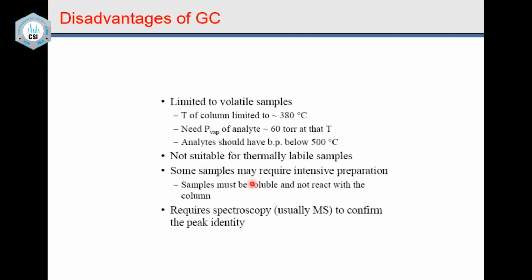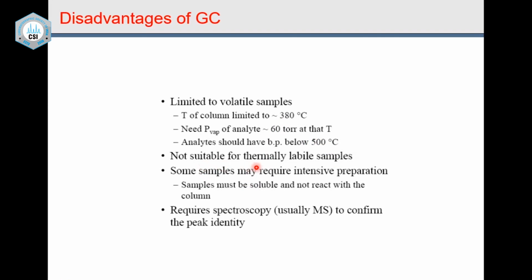It has some disadvantages, definitely. Anything with a boiling point above 380 degrees centigrade generally cannot be analyzed. There is a thumb rule that if the vapor pressure of the analyte is 60 torr at a particular temperature, say 380 degrees, then probably it can be analyzed by GC. If the analyte has a boiling point below 500 degrees centigrade and has this vapor pressure of 60 torr at 380 degrees, then probably even these kinds of compounds can be analyzed by GC.